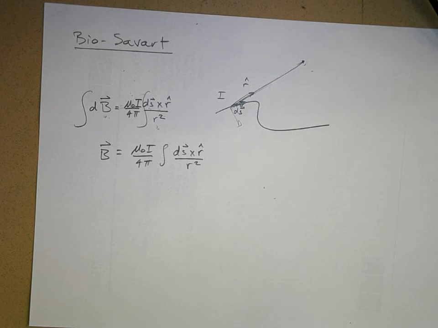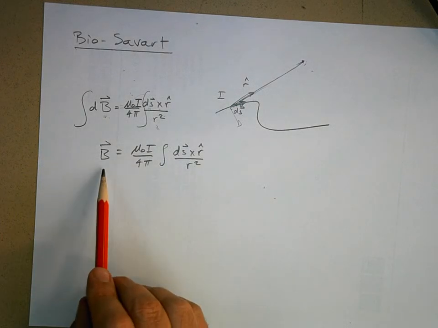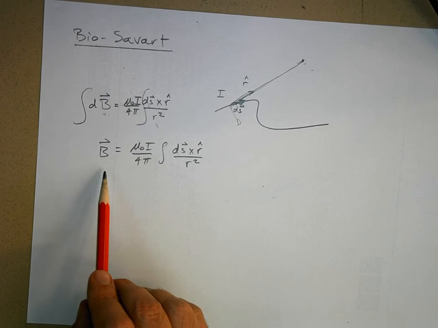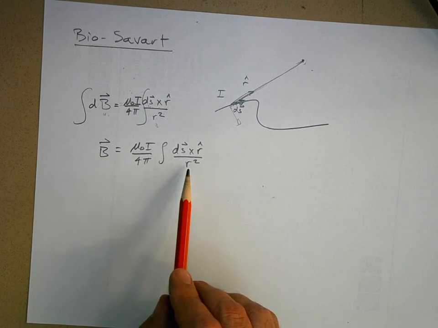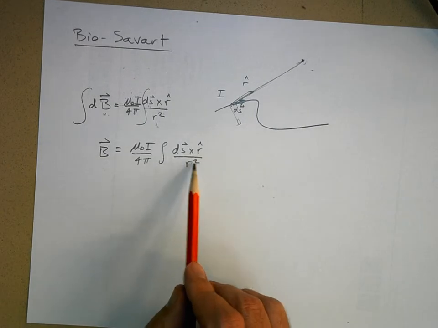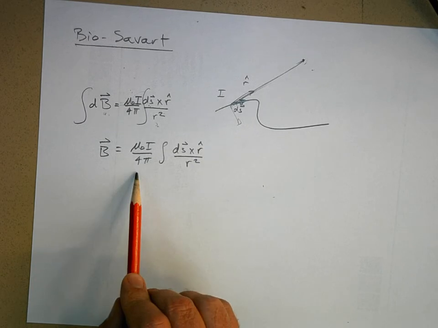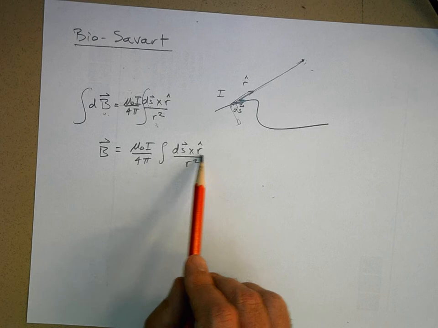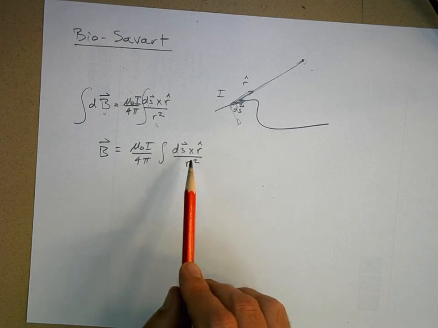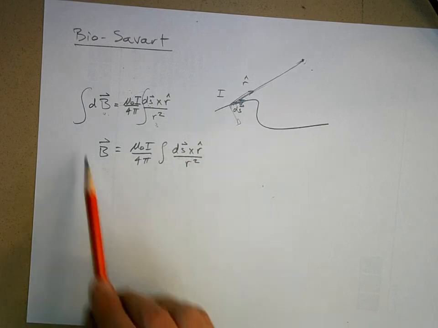A couple of years ago there was a problem where you had to use the Biot-Savart law to figure out the strength of the magnetic field. The nice thing about it was that it was symmetric, so r squared came out of the integral, and then this was pretty easy to figure out. So I've never seen a hard problem with the Biot-Savart law.